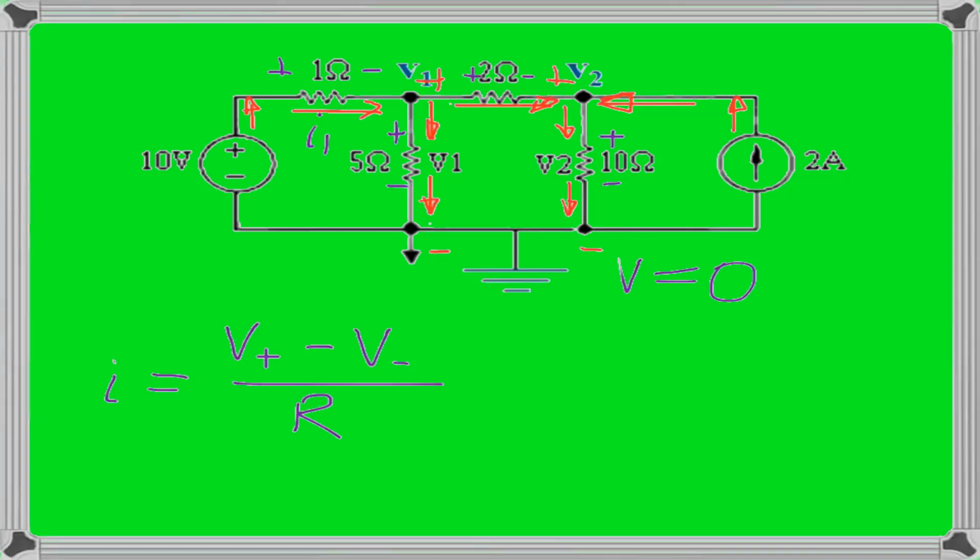Before we start writing the total equation for each node, let's practice one more time and write the value of the current, let's call it I2, the current between V1 and V2. From Ohm's law, current I2 will be the voltage at plus. So what voltage do we have at plus? It is V1, so we put V1, minus the voltage at minus, and at minus we have voltage V2, so minus V2, over the resistance, which is 2 ohms, so over 2.